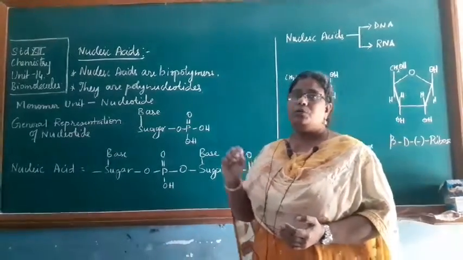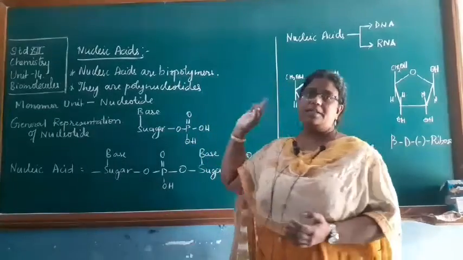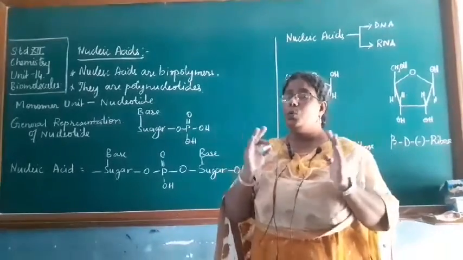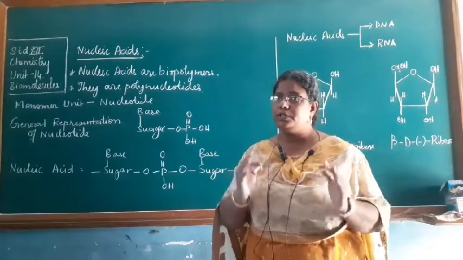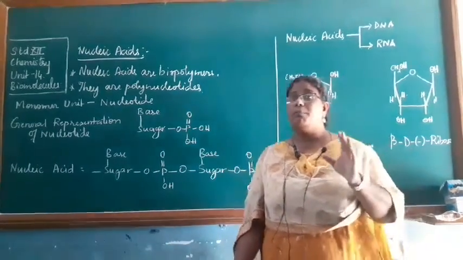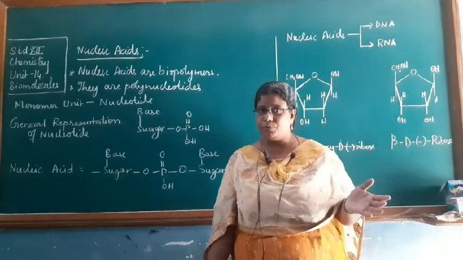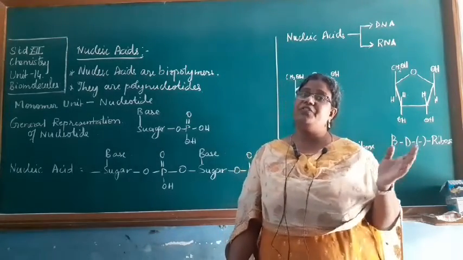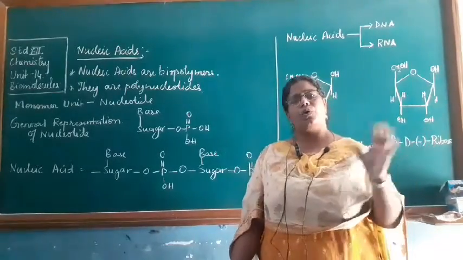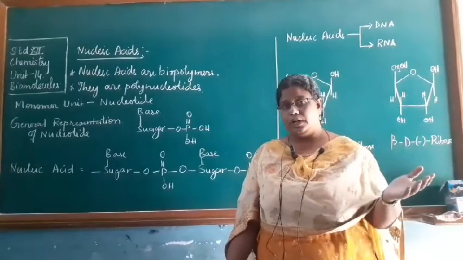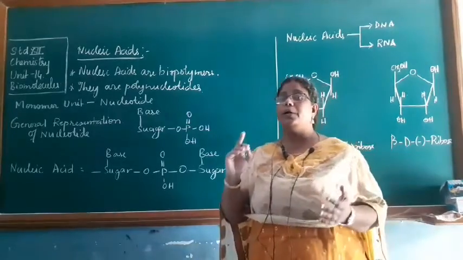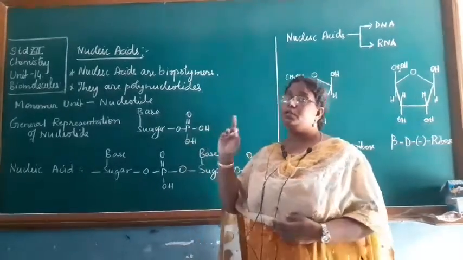Now nucleic acids are also called biopolymers. That means a number of nucleotides are joined together to form the nucleic acids. Just as in proteins a number of amino acids are joined to form the protein, or in carbohydrates a number of glucose molecules or fructose molecules together form the carbohydrates. Similarly, the nucleic acids are actually the biopolymer of the monomer nucleotide.